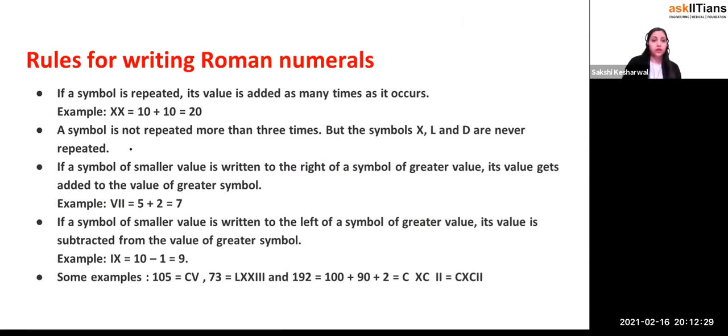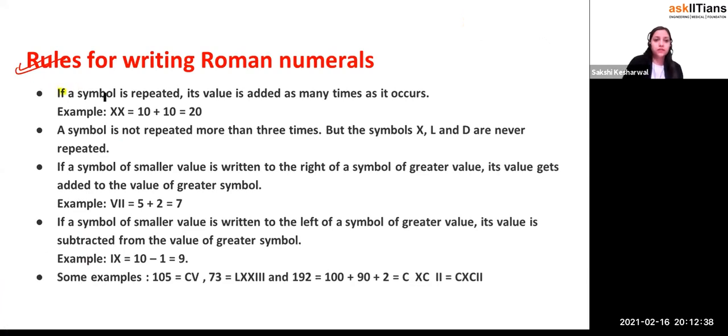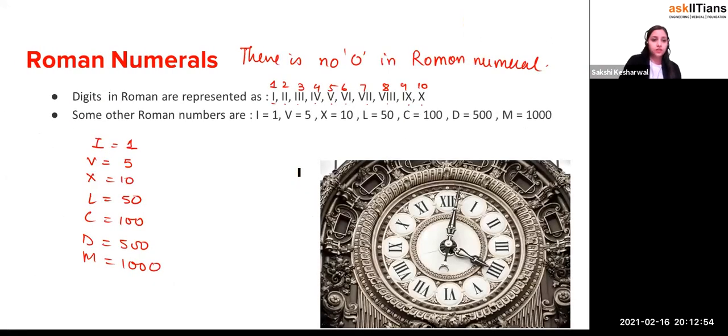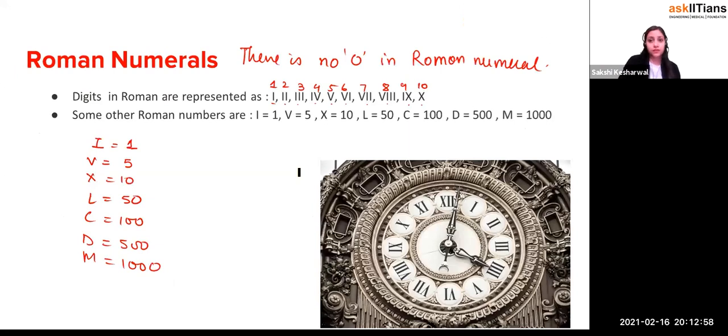Now, these are the rules which you should know very clearly, right? So let's go with the rules. If a symbol is repeated, its value is added as many times as it occurs. So if I write XX, it means 10 plus 10. If I write VV, it's V plus V. If I write LL, it will be 50 plus 50. If I write DD, it will be 500 plus 500.